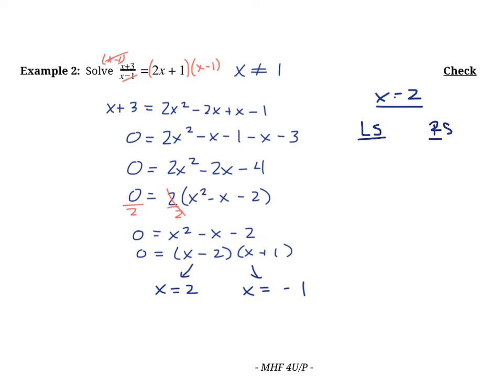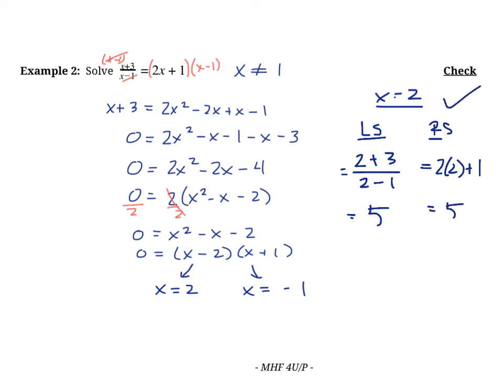The left side is going to equal 2 plus 3 over 2 minus 1, which is going to give us 5 over 1, so just 5, right? And the right side is going to give us 2 times 2 plus 1, which is going to give us 5. So x equals 2 checks out.